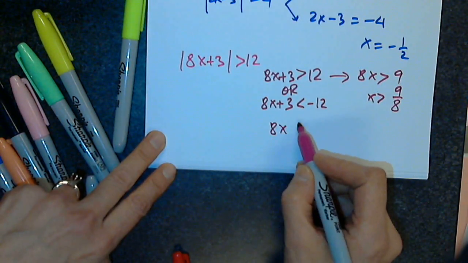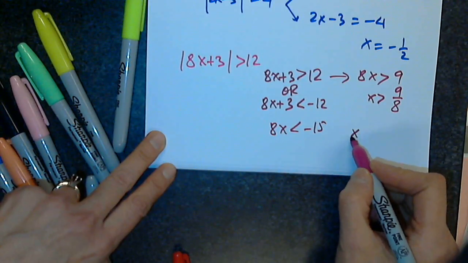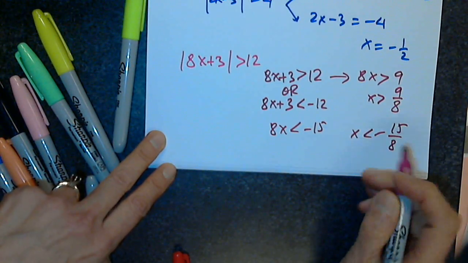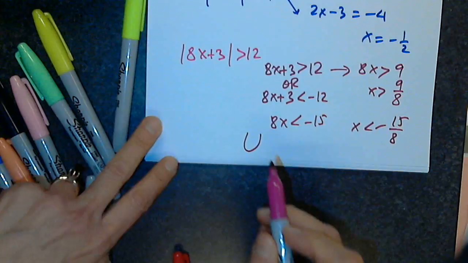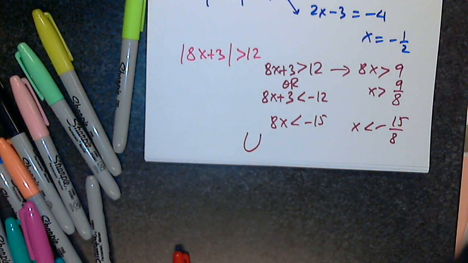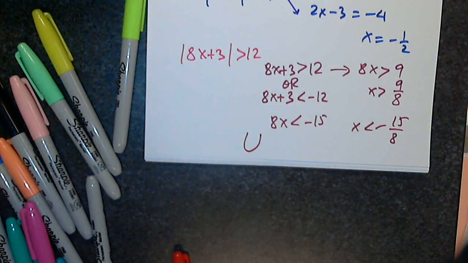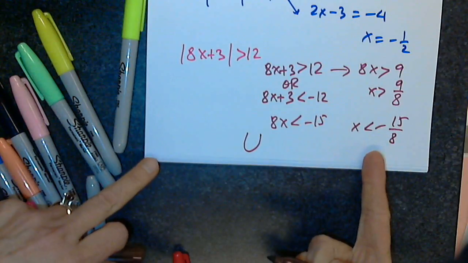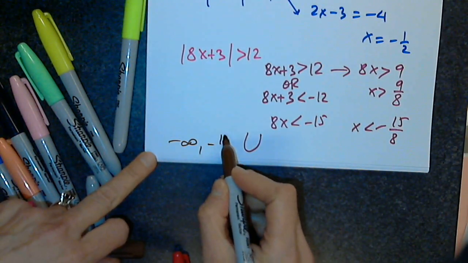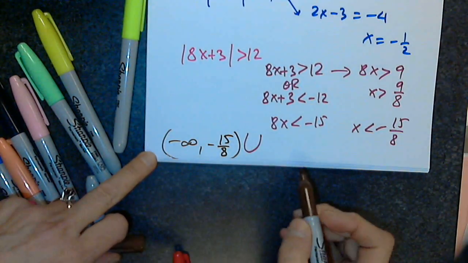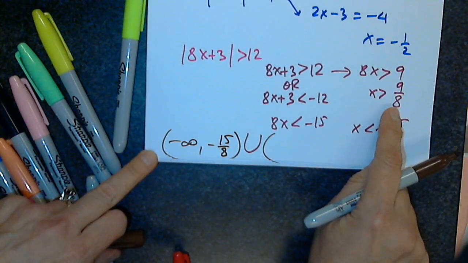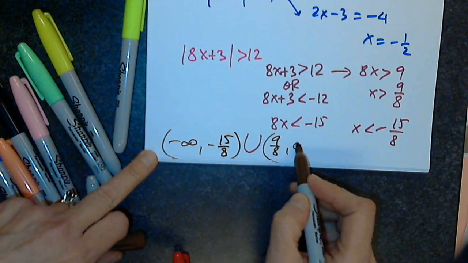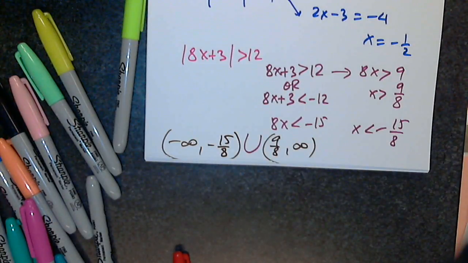And this one is 8x less than negative 15, which means x less than negative 15 over 8. But the solution has to have the union in between. How do I write the solution? Very good. Yes, with a parenthesis, union. That's it. Perfect.